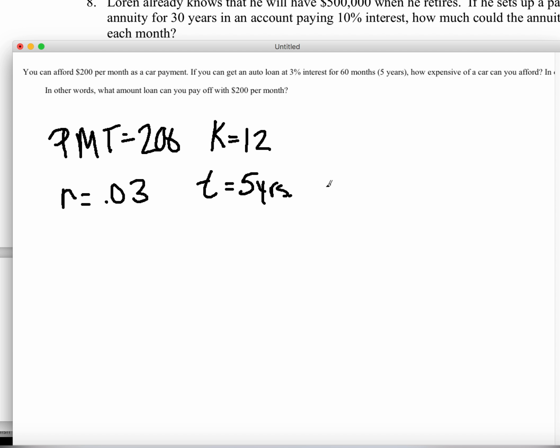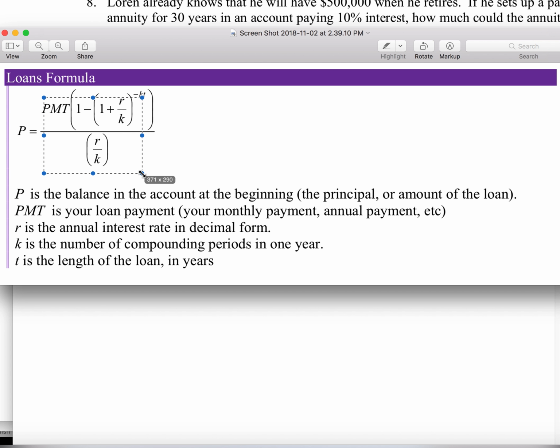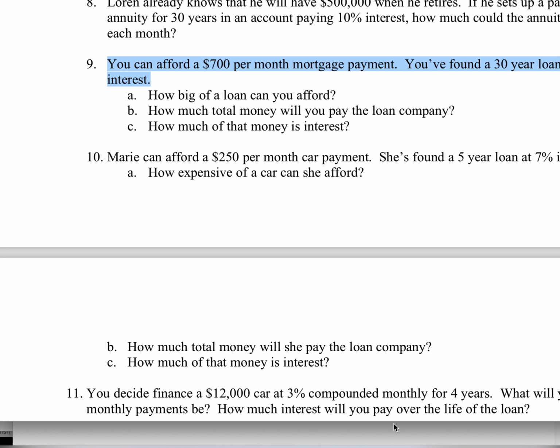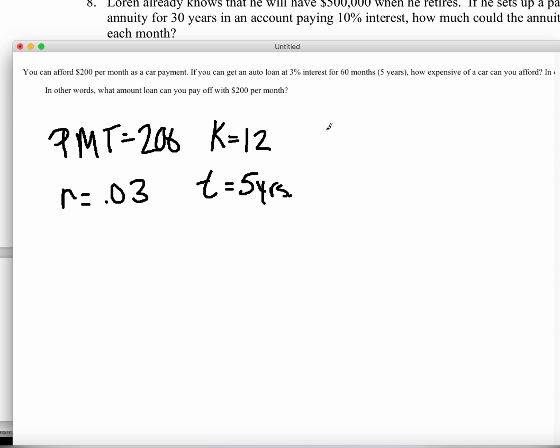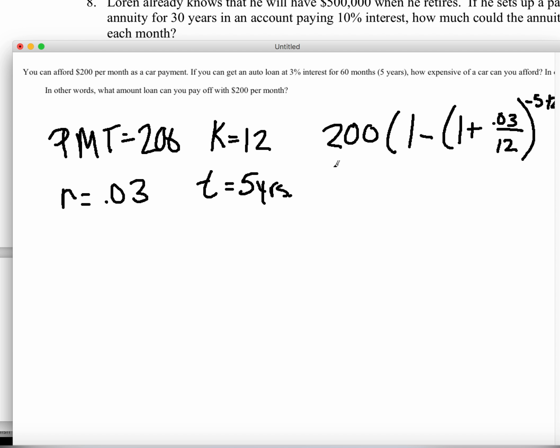So I'm going to start filling in the formula, and here is the thing. This formula can be very ugly to look at. Again, I'm going to be plugging into this formula on loans directly. The wonderful thing is that we have Web 2.0, and it will help us enter this properly. So I have a $200 payment times 1 minus 1 plus 0.03. My rate is a decimal, and I want to get that monthly rate in there. I'm going to have negative 5 times 12, because K is 12 and 5 is my years, divided by my rate, divided by 12, divided by K. Again, this is really not a pretty thing to look at, so I'm going to leave it exactly like that.